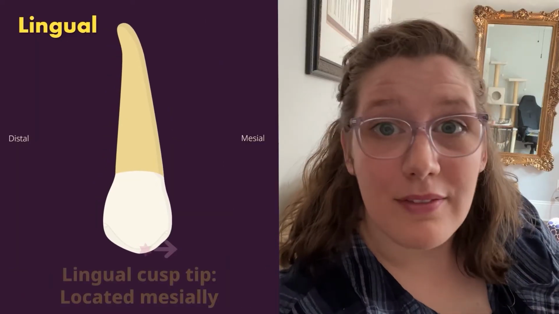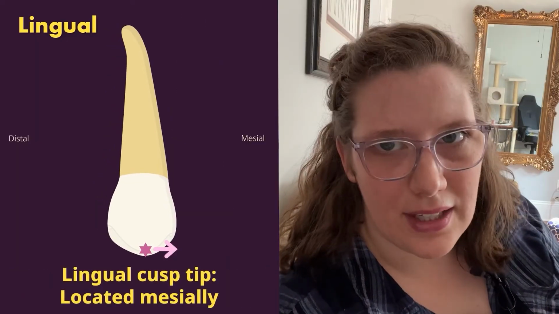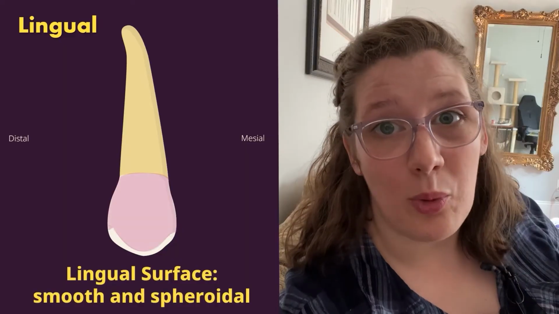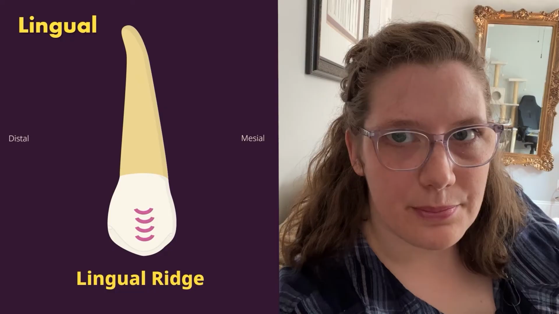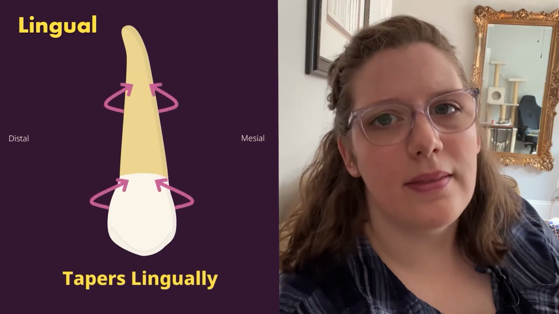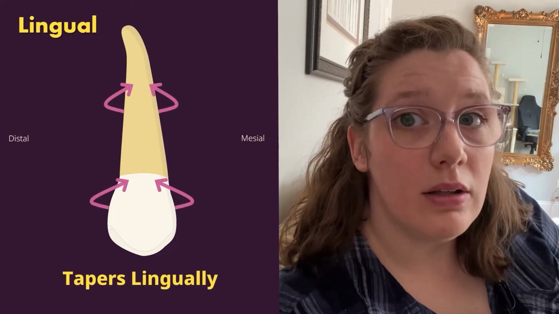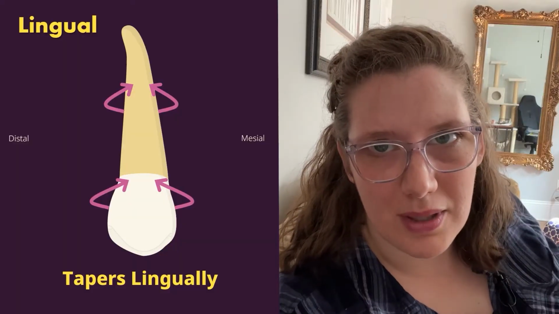The cusp tip of the lingual cusp is mesial to the center. The lingual surface is smooth and quite spheroidal, though there can be a visible lingual ridge sometimes. This tooth is going to taper lingually, meaning the mesial distal dimensions of the buccal are wider than the mesial distal dimensions of the lingual.